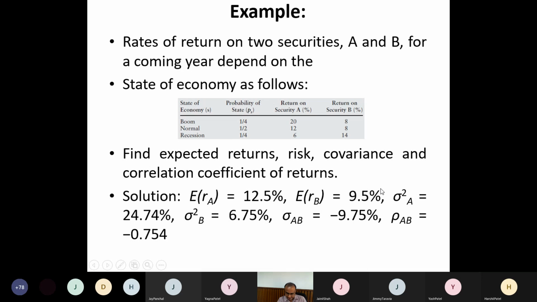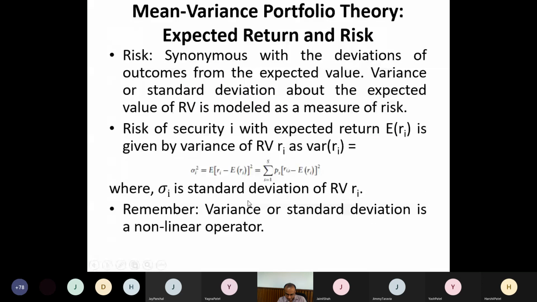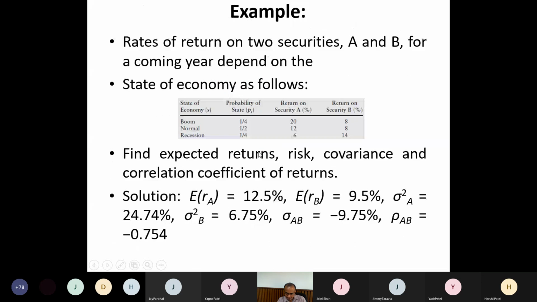If I find the risk associated with security A, then you have now E of RA available. So use this formula: sigma i square is equal to the sum over S equal to 1 to 3 of PS into RiS minus E of Ri, whole square. Now E of Ri means E of RA and E of RB for security A and B respectively. So that is known. And RiS means RAS and RBS, so they are known for all three conditions. So you can substitute and find sigma A square and sigma B square.